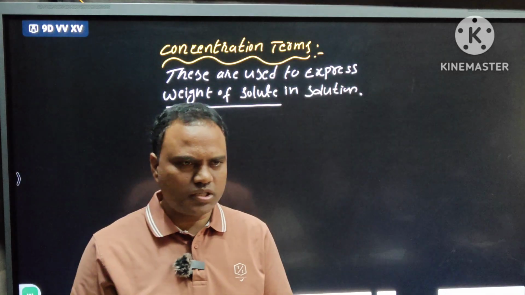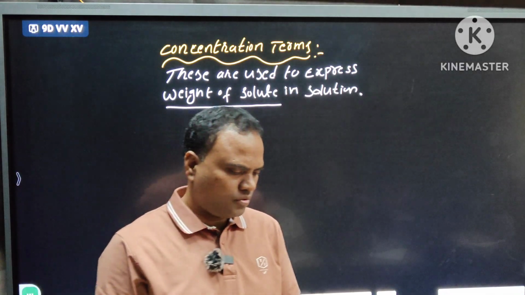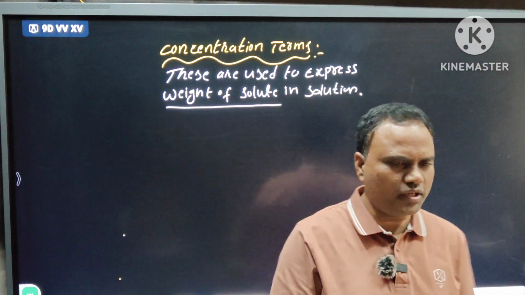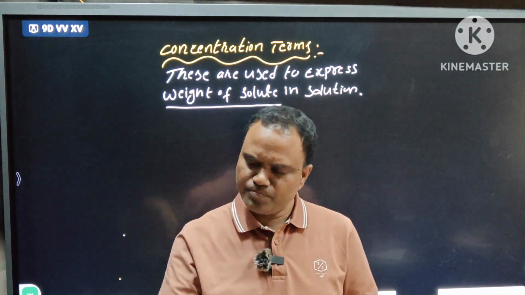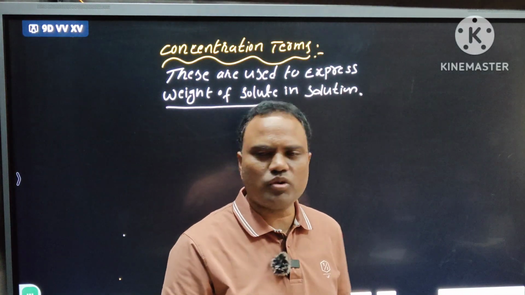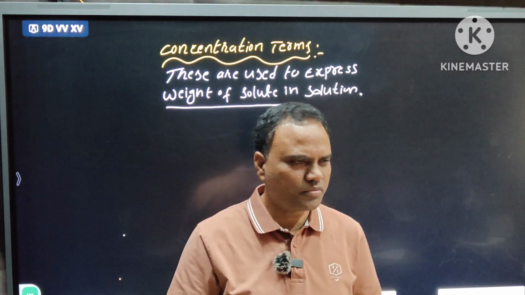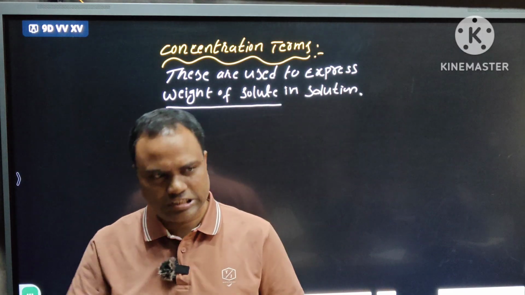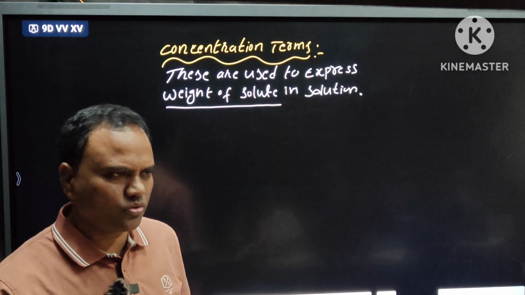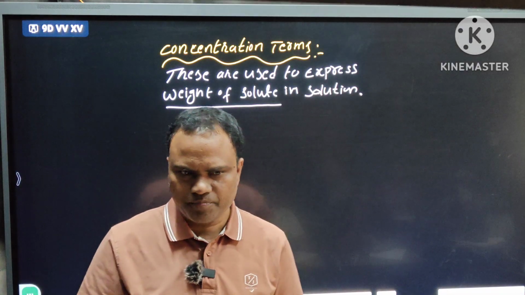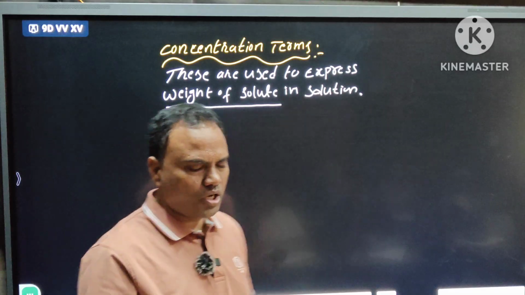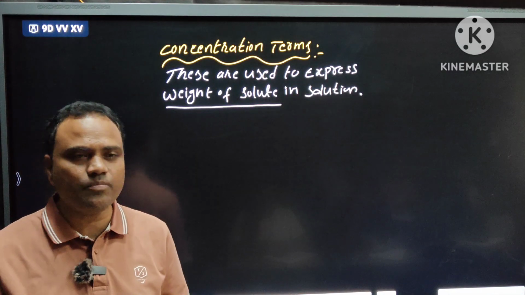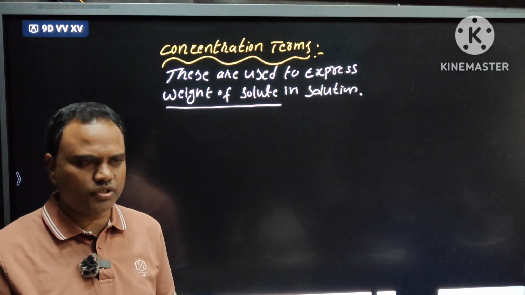Let us take sodium chloride salt. If we hold sodium chloride salt in hand, we can say its weight is some 10 grams or 20 grams, like that. After dissolving in water, how can we say? Is it possible? Because it dissolves, we cannot see sodium chloride salt, right? So in that case, we use concentration terms. Concentration terms are used to express the weight of solute in solution.